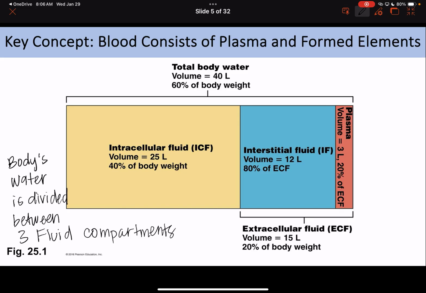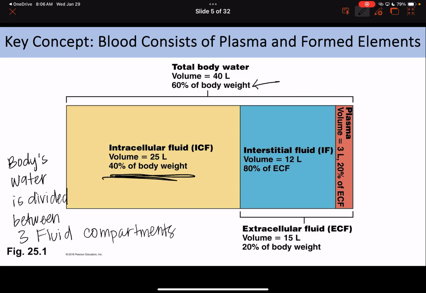So our total body water is about 60% of our body weight. 40% of that 60% is going to be, of that water is within intracellular fluid. So 40% of our body weight is just the fluid that's inside all of our billions of cells.